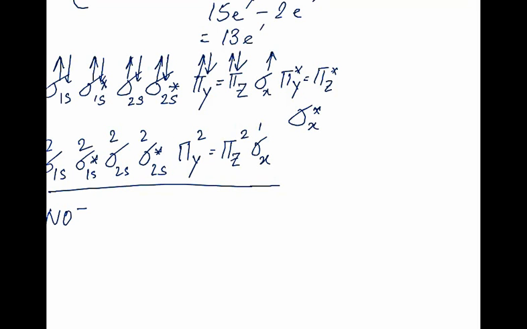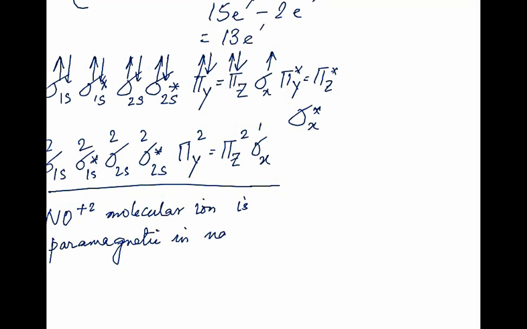So we can see that NO plus 2 molecular ion is paramagnetic in nature. Why is this paramagnetic in nature? This is due to the presence of the unpaired electron in the sigma x orbital. So you have this unpaired electron in the sigma x orbital, and hence it is paramagnetic.